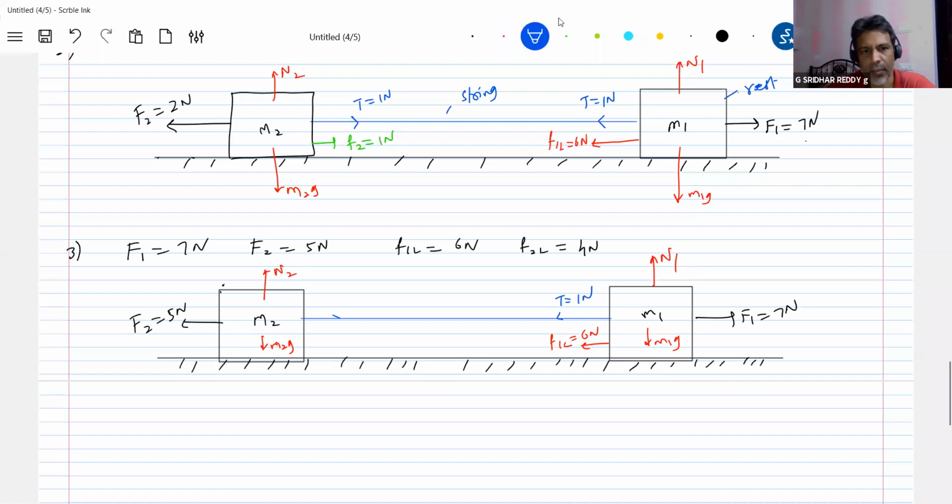Let's come here. So 1 Newton tension, if I bring it. How much do we have here? 5 Newton. 1 Newton tension is there. So how much will remain? Here, 4 Newton will act. So limiting friction will come.